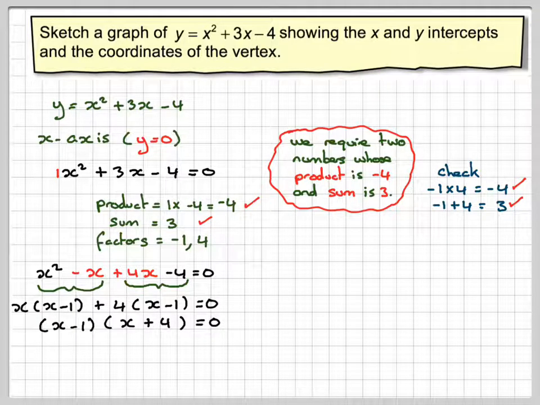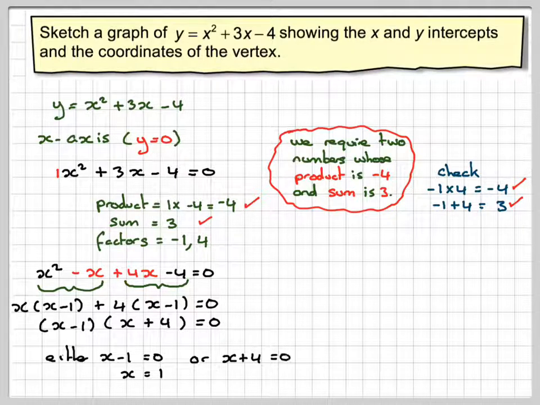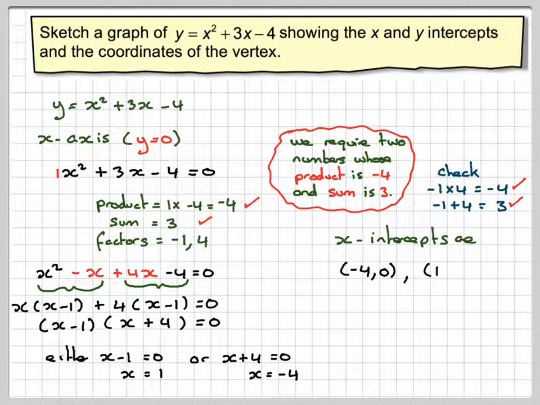Now, this might have seemed very long-winded for you, but if you practice it, I can assure you, when you have something like 2x squared, you will be able to factorize quite easily. So now you say either x minus 1 is equal to 0, so x is equal to 1. But for these two things to be equal to 0, either that's 0 or that's 0, or they're both equal to 0. Or x plus 4 is equal to 0, which gives x is equal to minus 4. So we now have the x-intercepts are (-4, 0) and (1, 0).